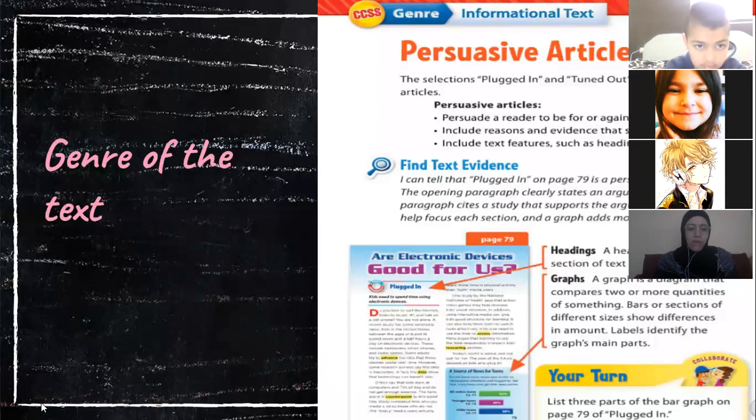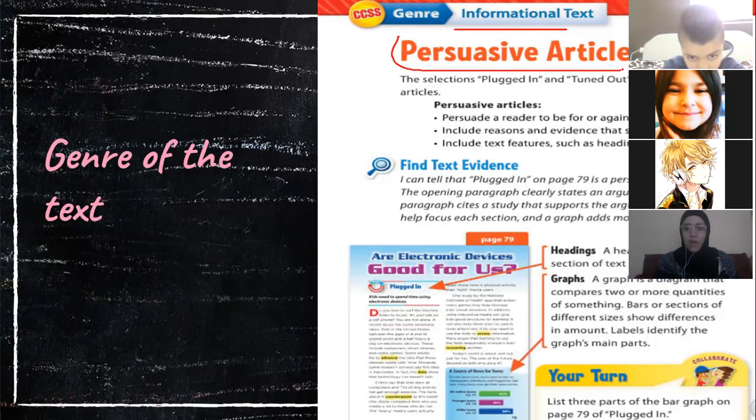So what do I mean by informational text? Informational comes from information. So what do you get from this word? That the text will give us information. In most informational texts, the writer doesn't mention his or her opinion. But here, since I have a persuasive article, the specific genre for the text is persuasive article.